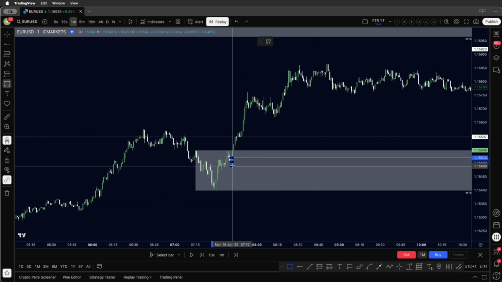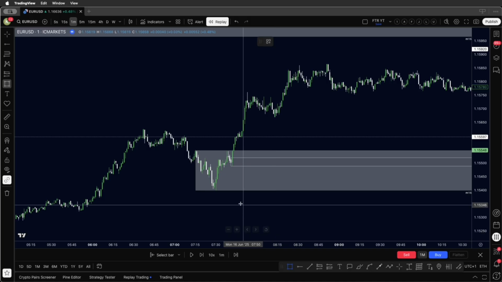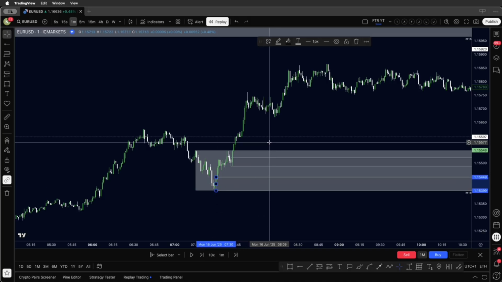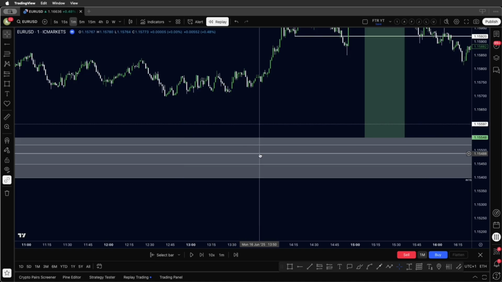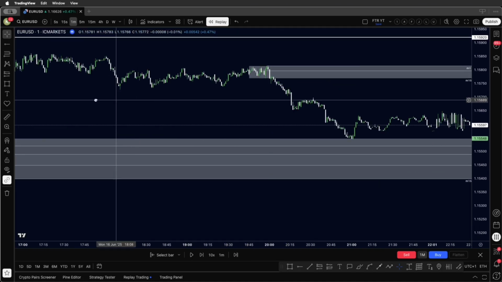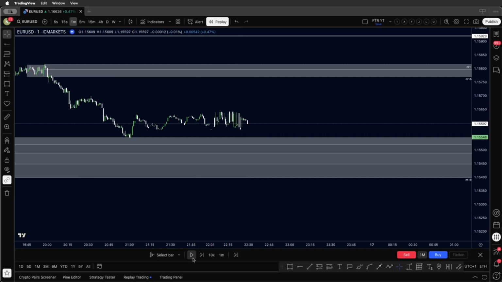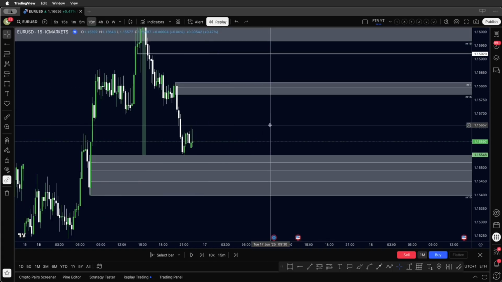So an all right M1 there, and a fairly decent one there. Okay, so a couple of M1s, which I quite like. Yeah, I like it. So let's just roll on the 15 and see if we can get an entry.